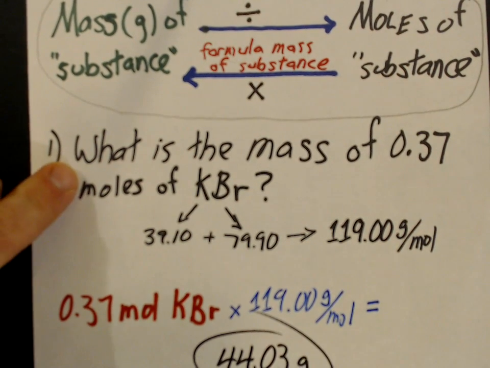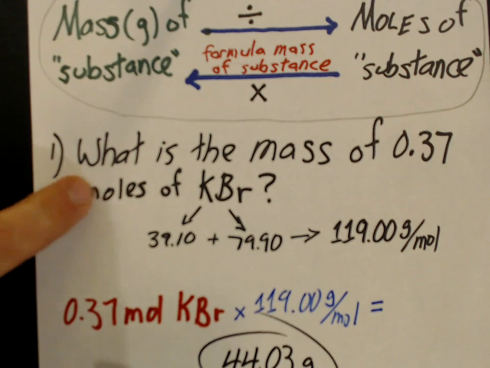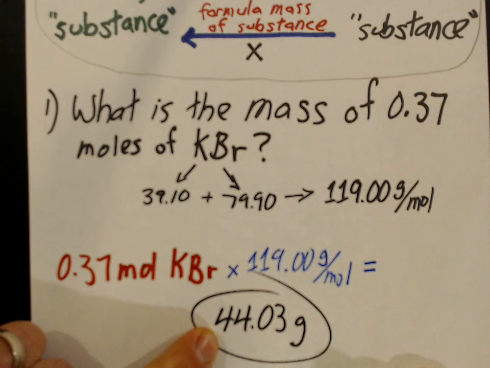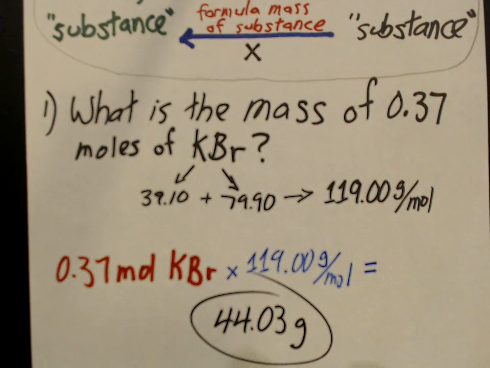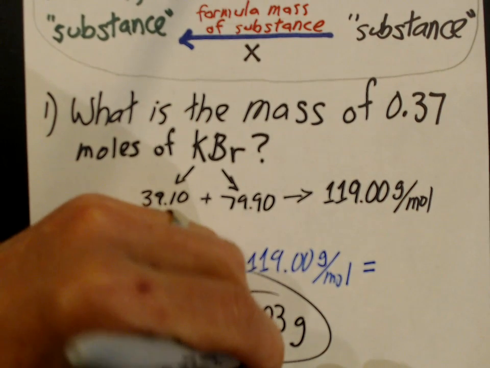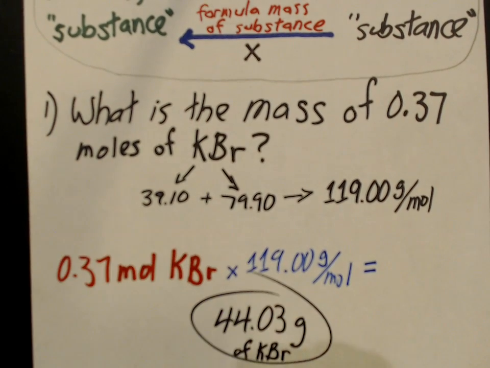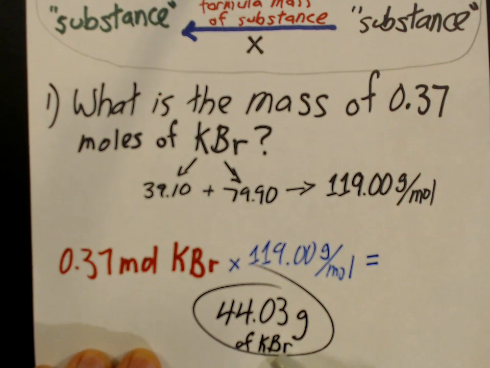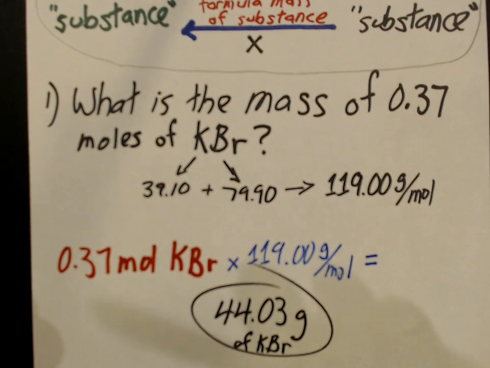The answer to this question, what is the mass of 0.37 moles of KBr, is 44.03 grams. Now, if you want to be fancy, you could write "of KBr." Grammatically, that might be a little bit redundant, okay? But it's a good idea to start getting used to writing down not just units of measurement, but also the formula of the substance in question.